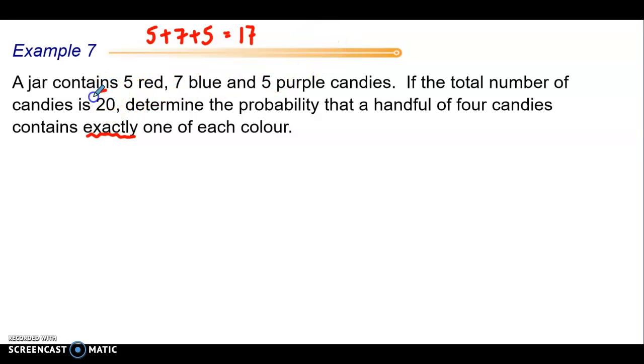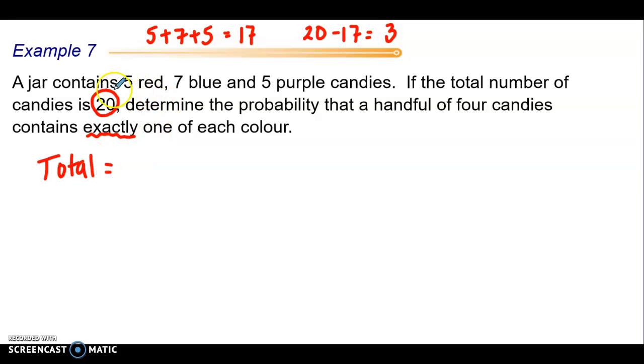We are told there are 20 candies, so 20 subtract 17, that means there must be 3 other candies that are not red, blue, or purple. We are looking for the probability that a handful of 4 candies contain exactly one of each color. First of all, we're going to look at our total number of ways.